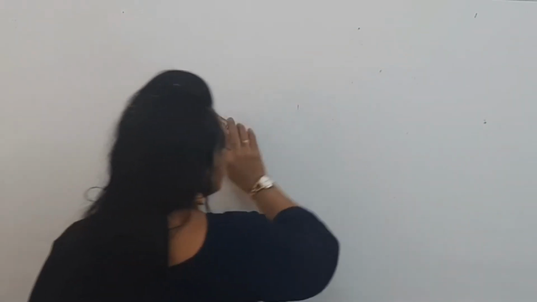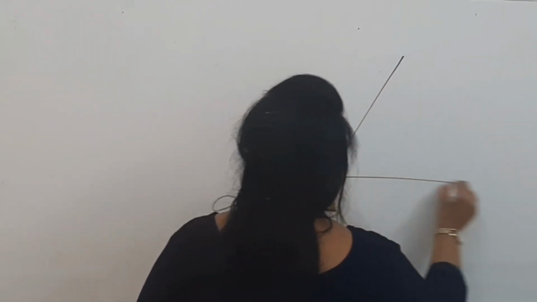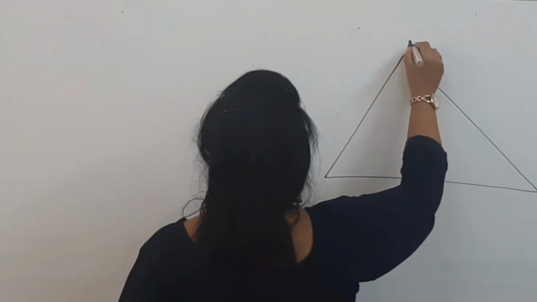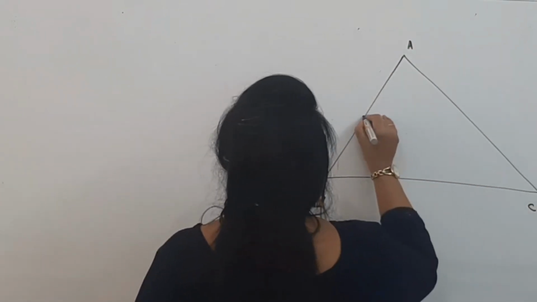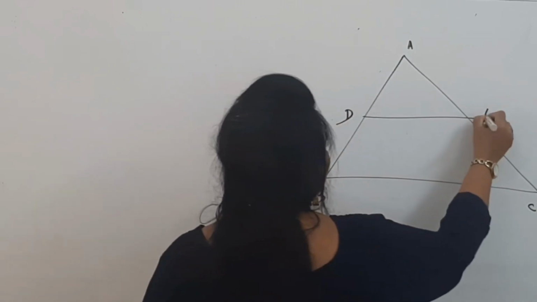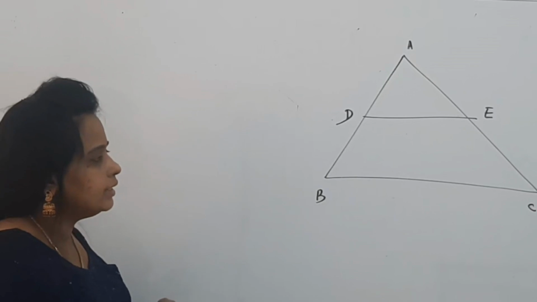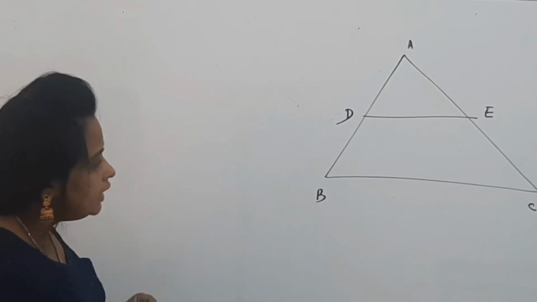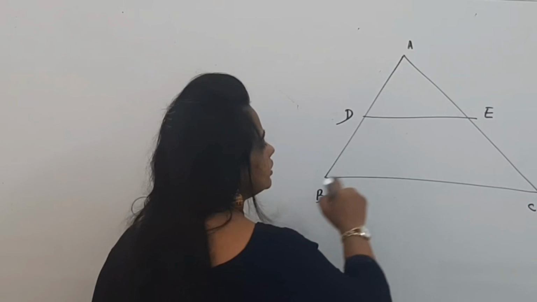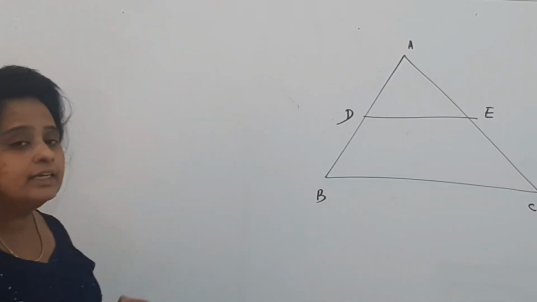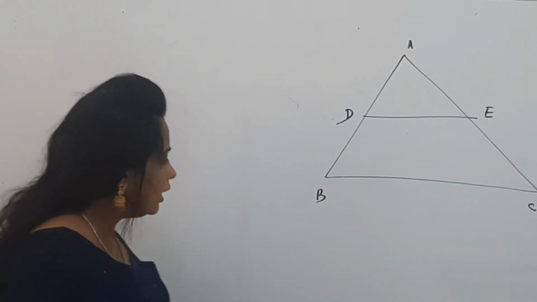So now in the same way we are going for the converse of Thales theorem. What does the converse of the Thales theorem say? I have a triangle ABC. In this triangle, these two sides are divided in the same ratio. That is, I am given AD by BD is equal to AE by EC. I have to prove DE is parallel to BC. DE is parallel to BC. That is what I have to prove.